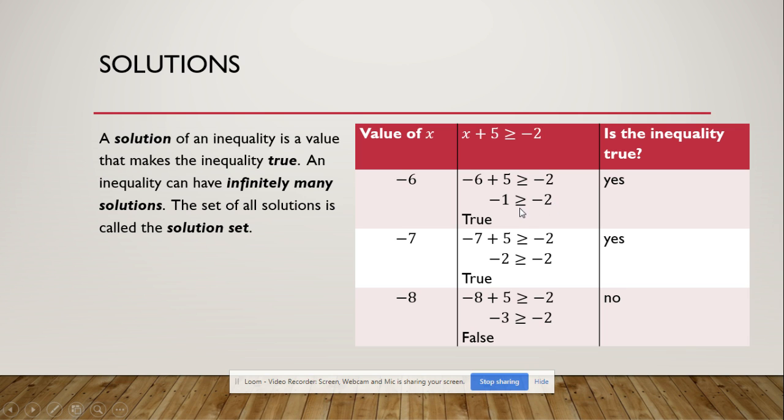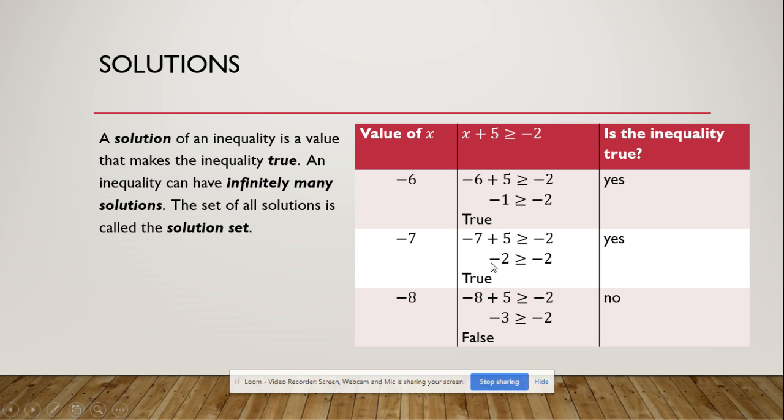Now, in order to correctly identify whether or not that's a true statement, and it gets kind of tricky with those negatives, I want you to think of temperature. Which one is a warmer temperature? Which one is a colder temperature? Now, while both of these are cold, negative 1 is higher up. It's only 1 below 0. This is 2 below 0. So negative 1 would in fact be greater. This is true. So yes, it is a solution.